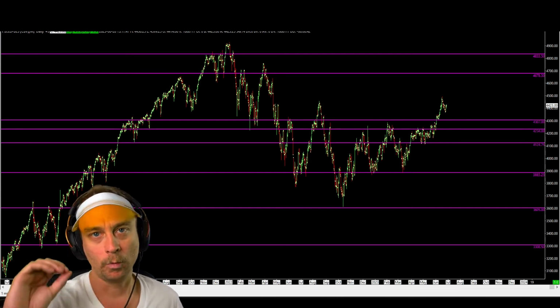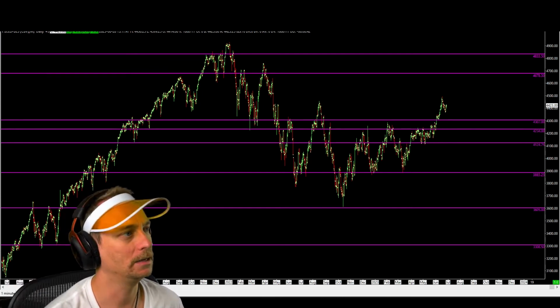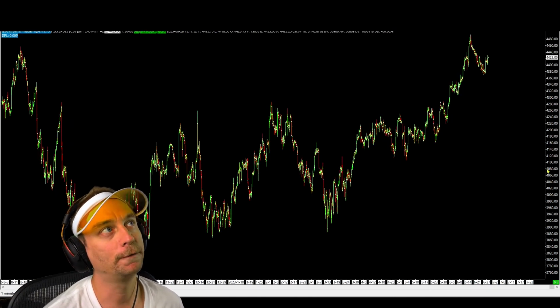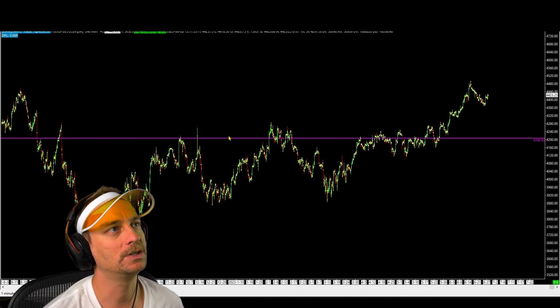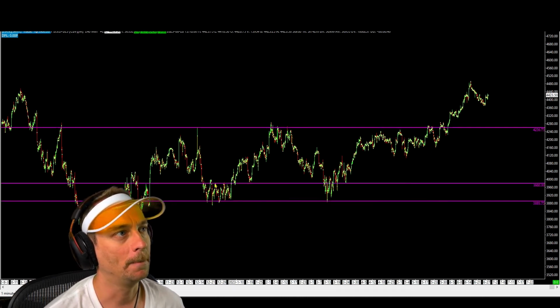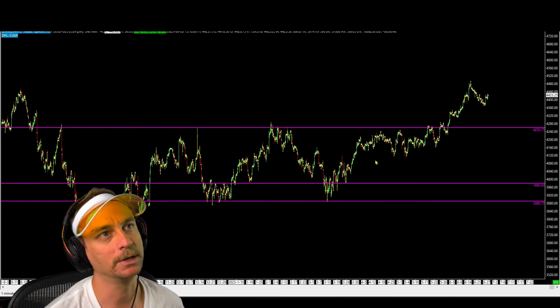And then ranges are fractal. They're going to be on every time frame. So this is a daily chart. This is going to be a 240-minute chart. As you can see, there's a bigger range here, but there's a smaller range inside of this bigger range as well.